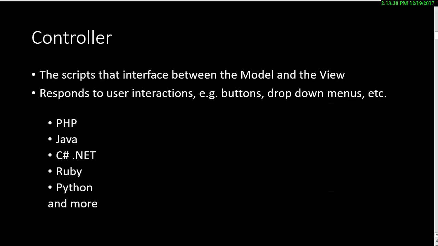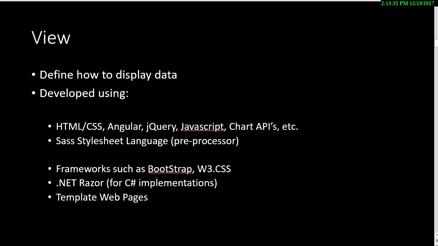As for the controller, this is the interface between the model and the view, so it responds to user interactions such as buttons and drop-down menus, and again involves some scripting. The view is to define how to display data, and you can use many different technologies to create the view, and the view is called from the controller, so depending upon the user interaction, it will build the data and then call the view, which is how the data is displayed on the web page.